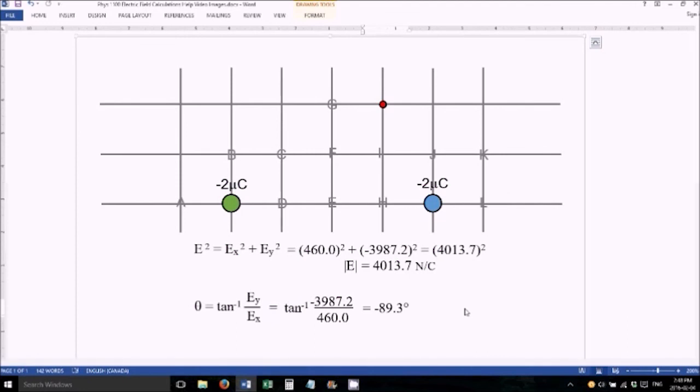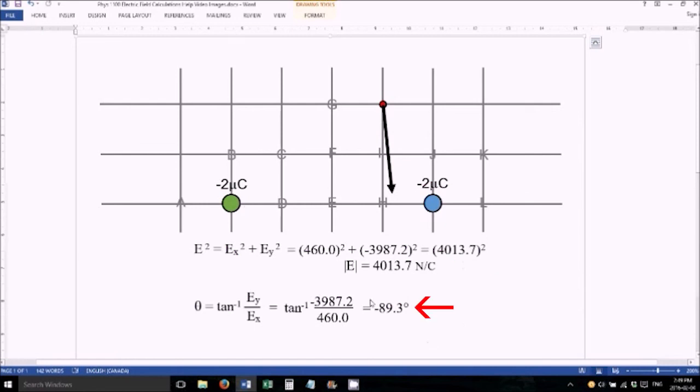So what does that negative angle mean? It means you're making an angle that's negative relative to the x-axis. So this is a negative 89.3 degrees down from the x-axis. So now we've got the magnitude of the total electric field due to both of these charges and also the direction of the total electric field due to both of these charges. And that's what you need to get the full marks for this question. You need to get the total magnitude and the direction. And as you can see, it's quite an involved process.